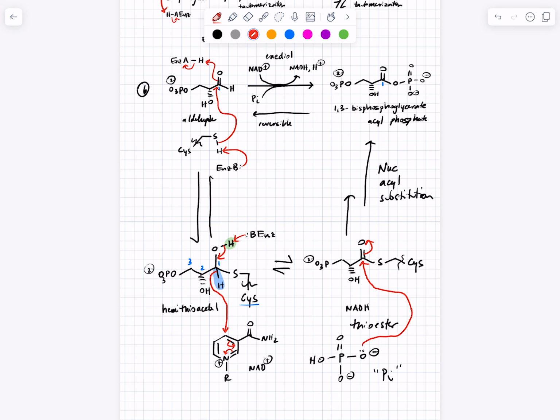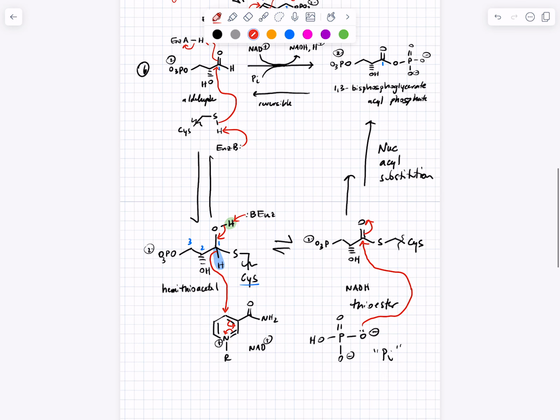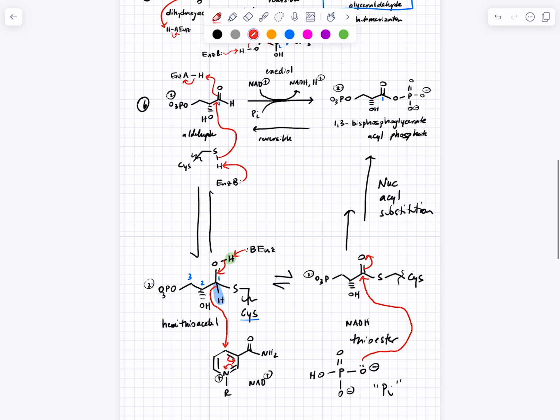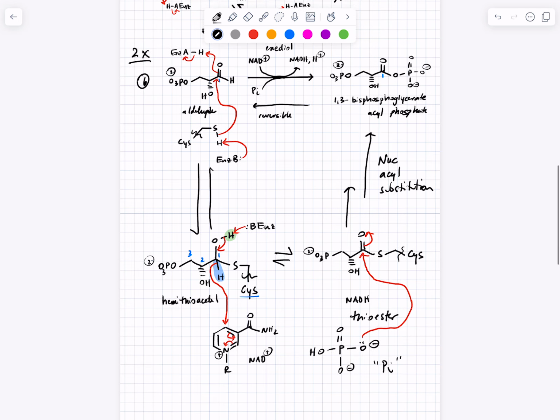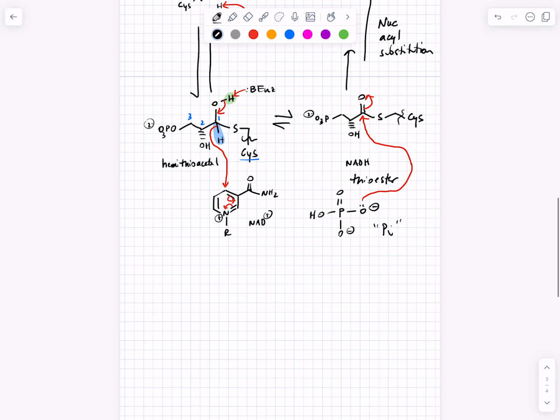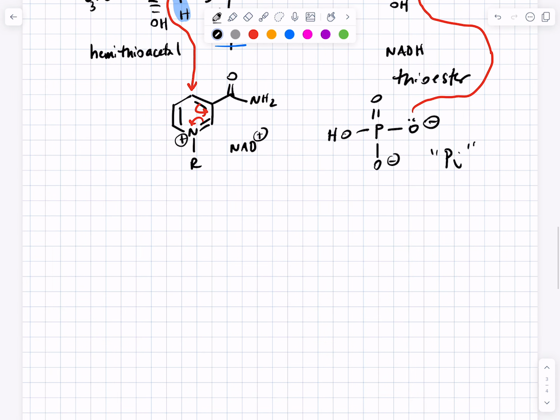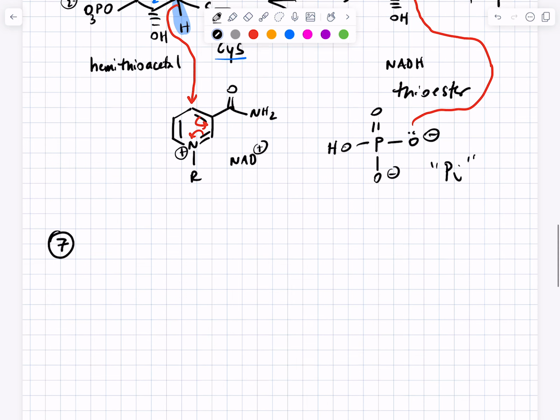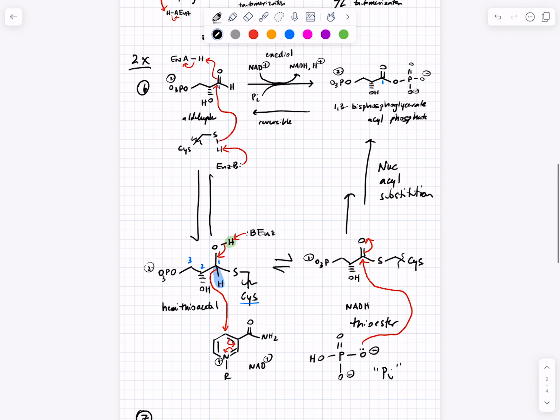All right. So step 7, and remember that everything that happens from step 6 onward happens 2 times. So we've just generated 2 molecules of 1,3-bisphosphoglycerate. In step 7, we're going to recover our investment of ATP.